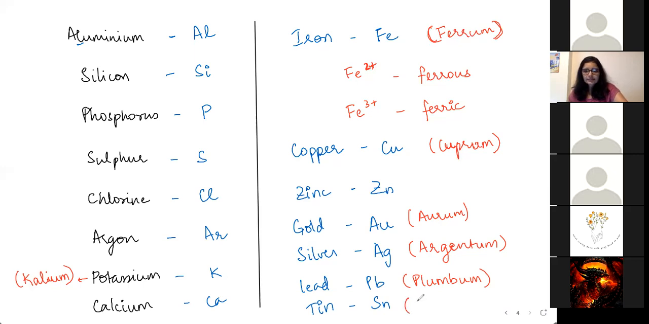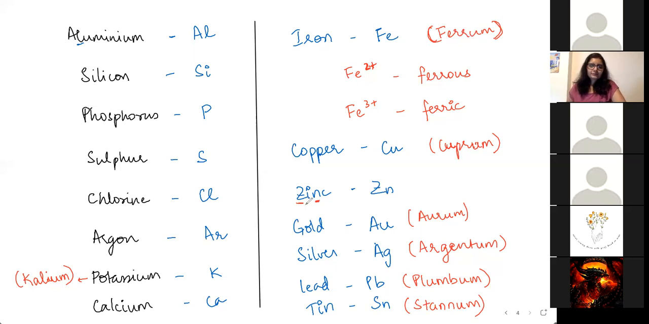Tin is Sn because it's stannum. That's why you have stannous chloride, stannic chloride, that sort of thing. Ma'am, what is for zinc? Zinc is pretty straightforward. Starting with Z, instead of Zi, you take Zn, third alphabet. Zn is zinc.